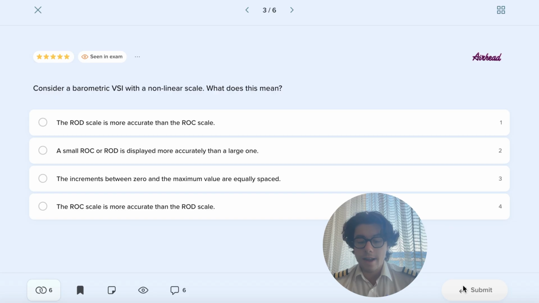This is how they are designed, and this is how you'll fly for most of your flight training using these systems. So the nonlinear or logarithmic scale means that the small rate of climb or rate of descent is displayed more accurately than a large one, and that will be absolutely correct.